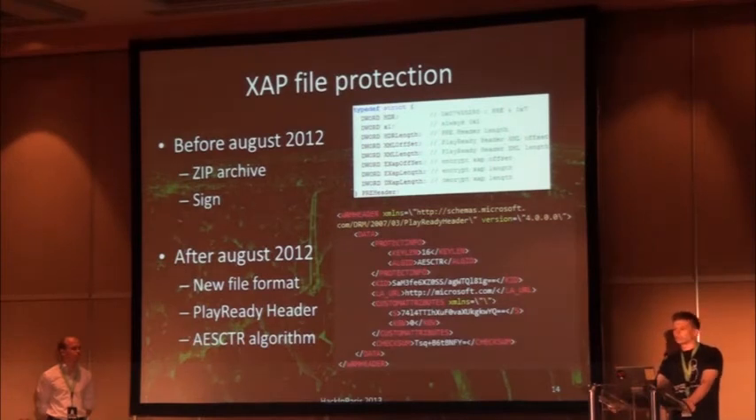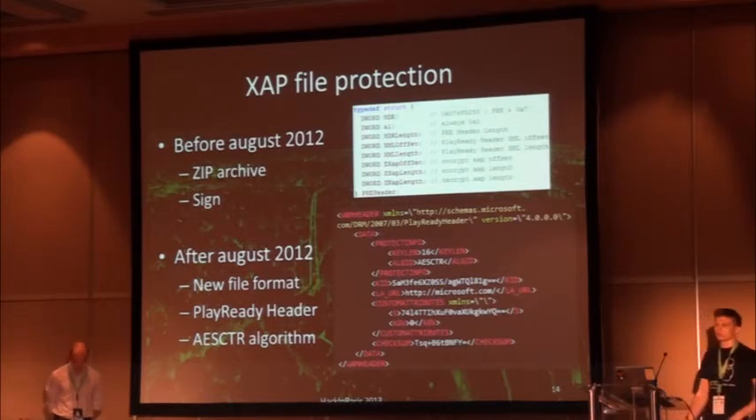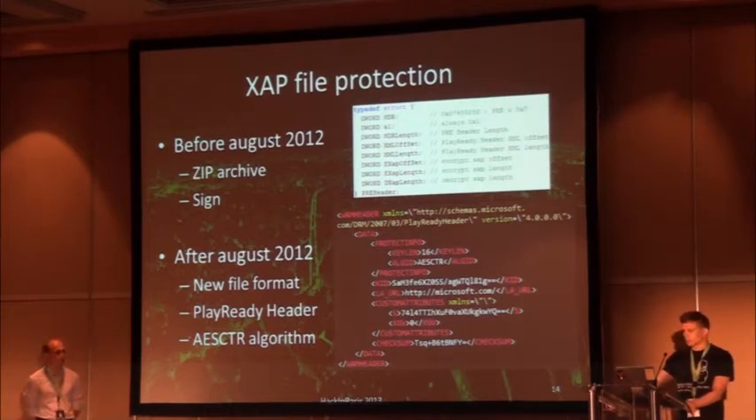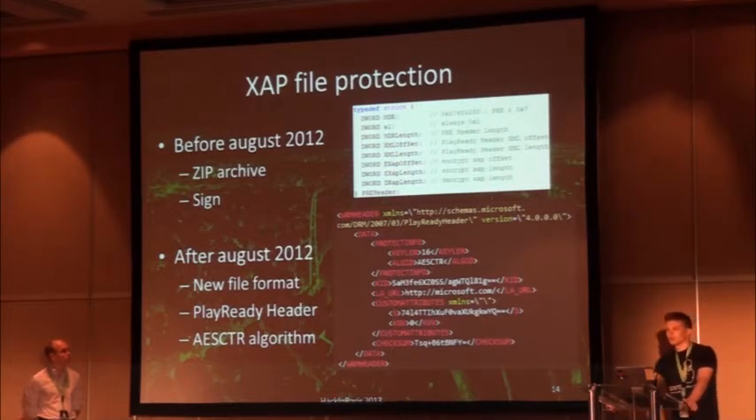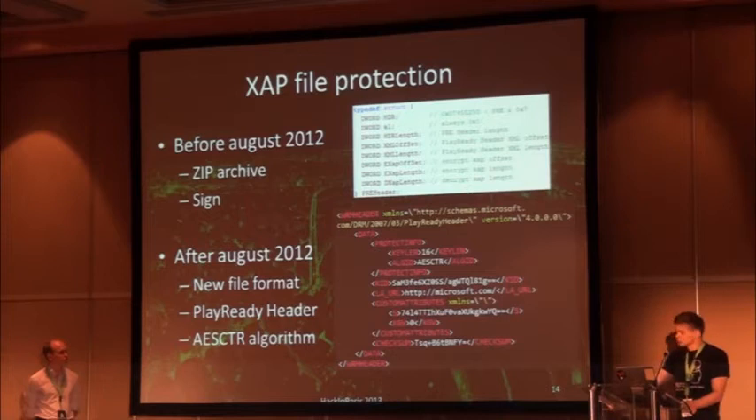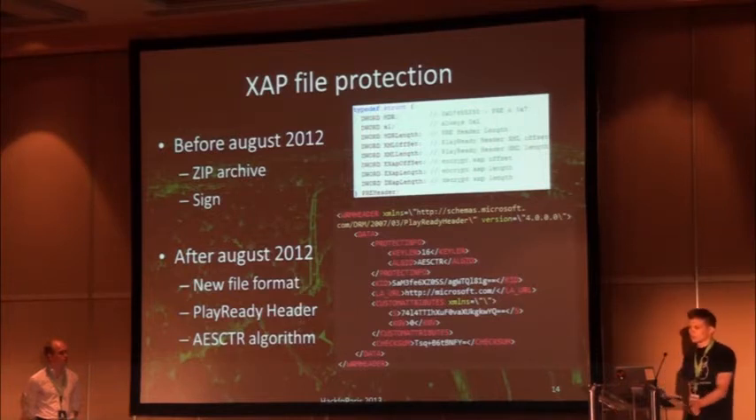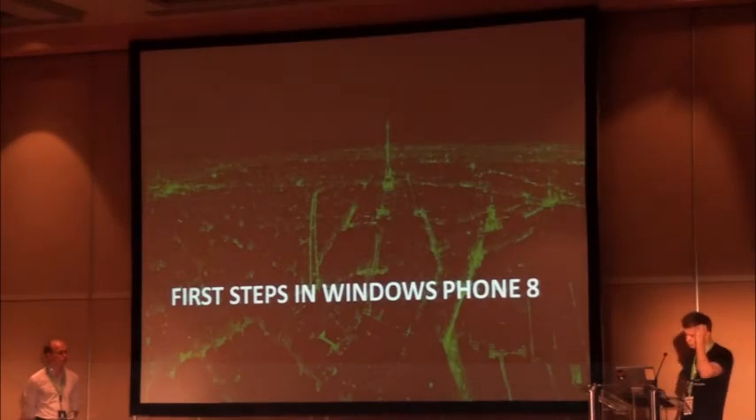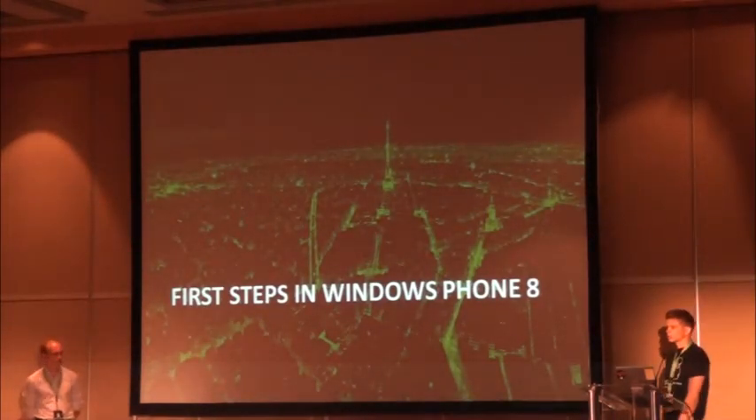When Windows Phone 7 came out, all XAP files were just ordinary zip archives, which you could open and view its content. Now the format is different. The file contains a new file header, a PlayReady header object, and an encrypted zip archive. The PlayReady header object is used by the installer to locate and acquire a license. And the application content is encrypted with the AES algorithm. We got these details by examining the operating system itself.